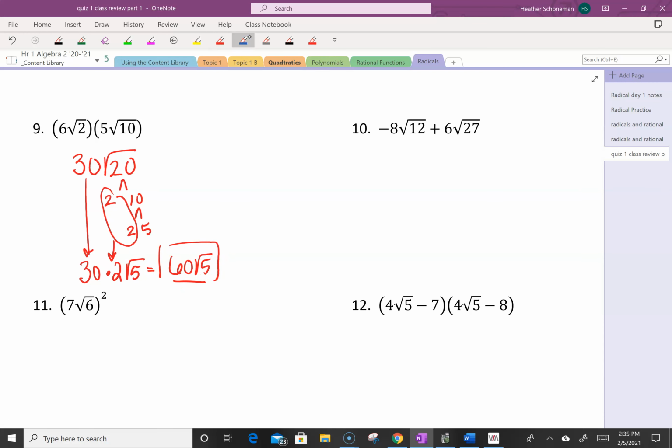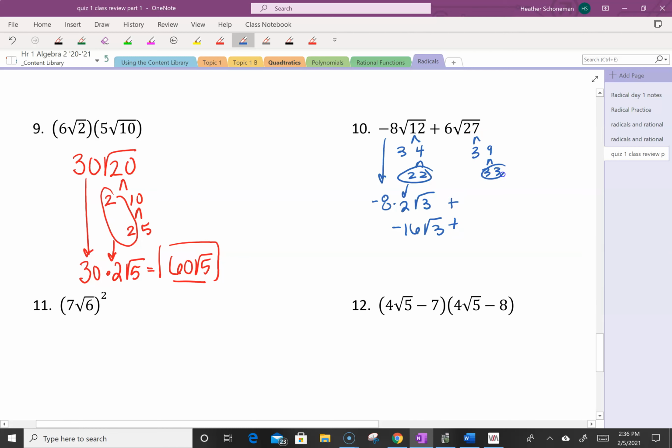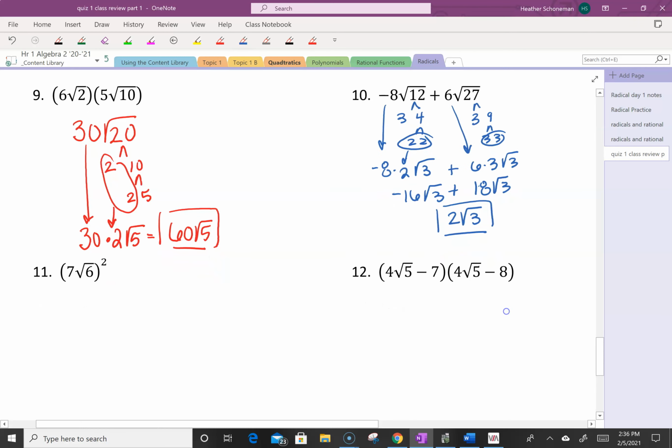On number 10, to be able to add those together, I need the same number under the radical. So I need to simplify. This is 3 and 4, and 2 and 2. So the first one is negative 8 times 2 square root 3, which is negative 16 square root 3, plus the next one, 3 and 9, 3 and 3. So the 6 comes out, there's the 3, square root 3, so this is 18 square root 3. Now I can add them together. Negative 16 and 18 is 2, so I get positive 2 square root 3.